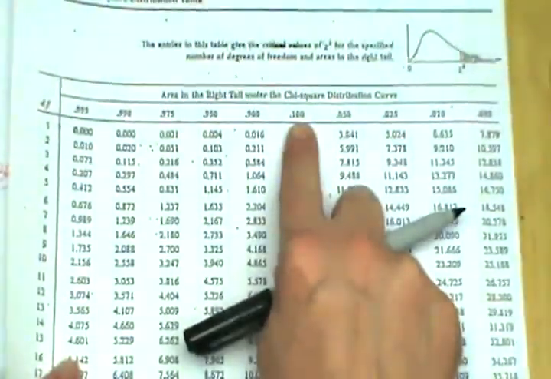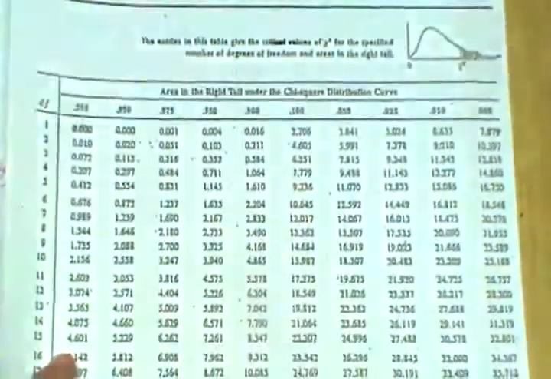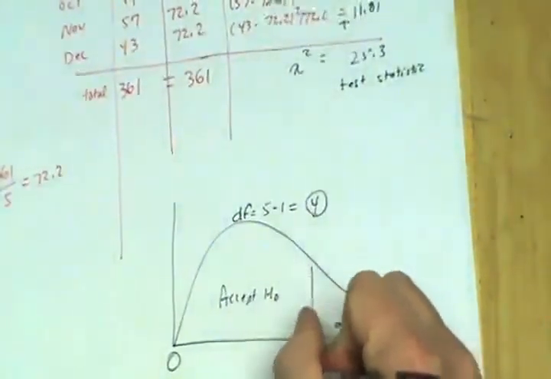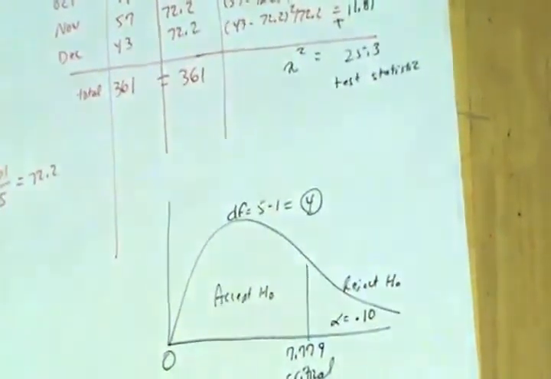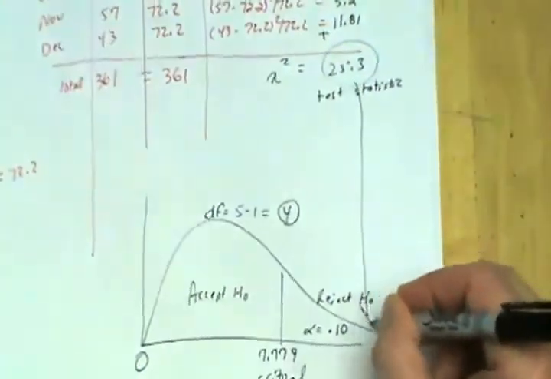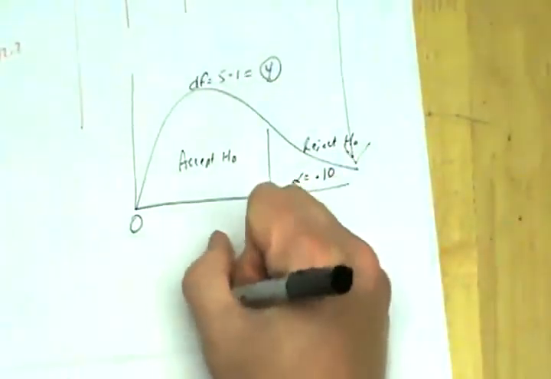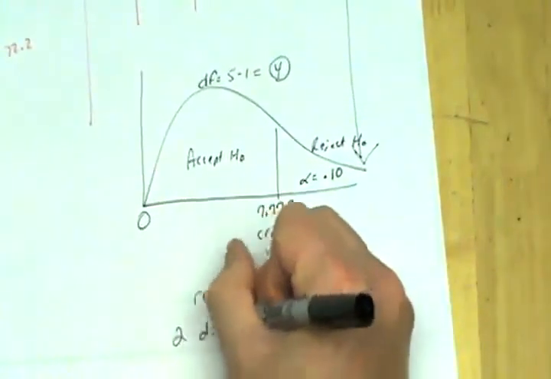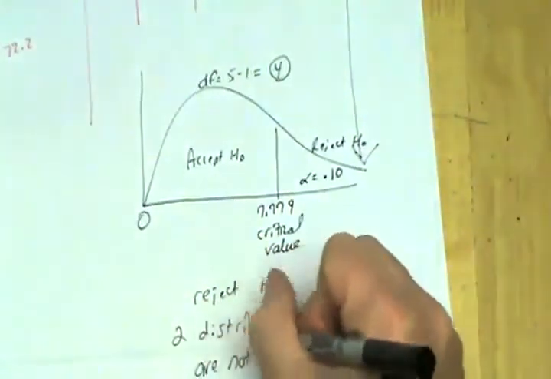We look up 0.10 right here, and we go down to degree of freedom of 4. 1, 2, 3, 4. And we get 7.779. That's our critical value. And where is our 25.3? It's going to be to the right of 7.779. And that's going to land in the tail, which is the reject region. So we're going to reject H0. And that's going to tell us the two distributions are not the same.